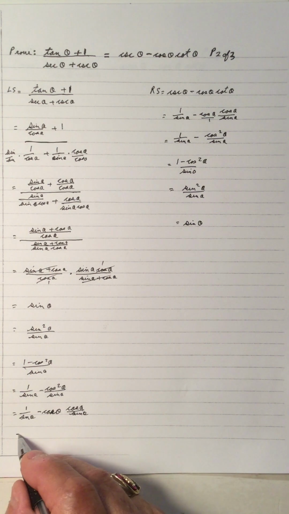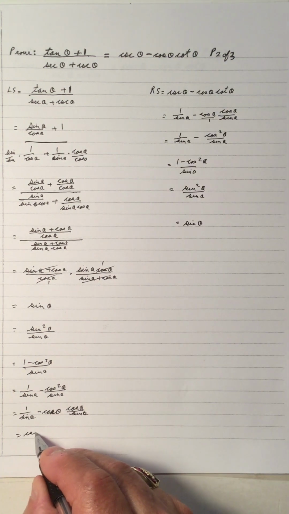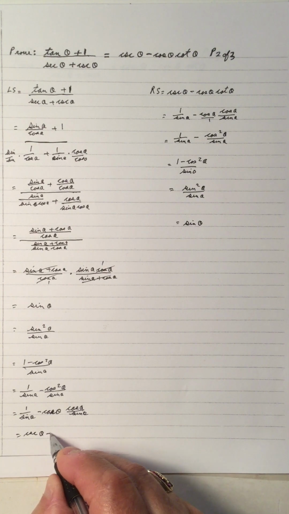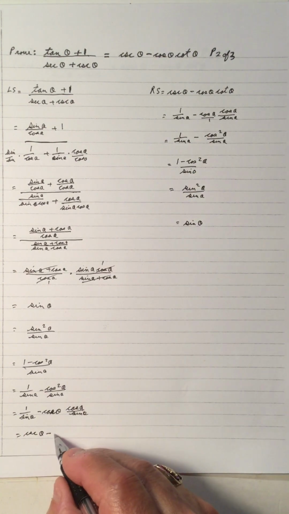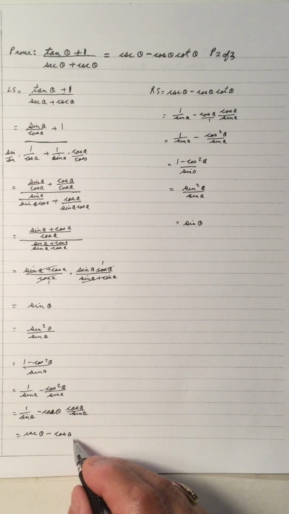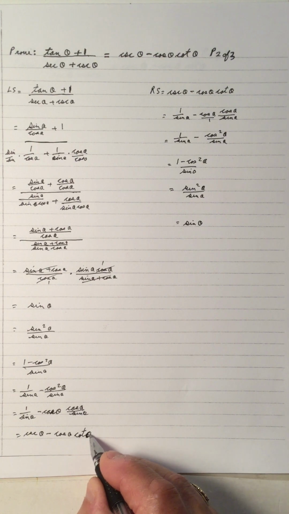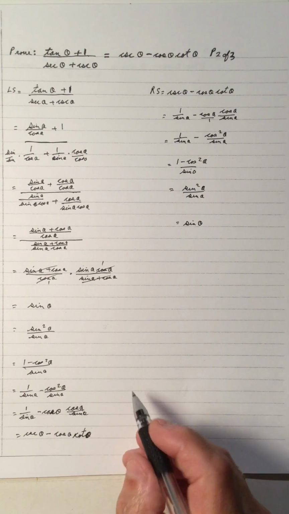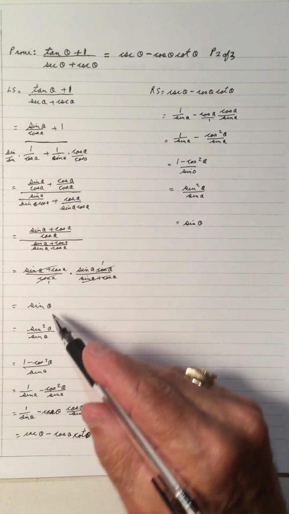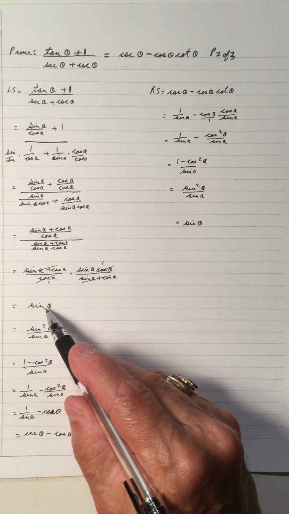And 1 over sine is cosecant, cos, which is what we have here, and cos over sine is cot. So you can work it down as far as here for both of them if the teacher allows you.